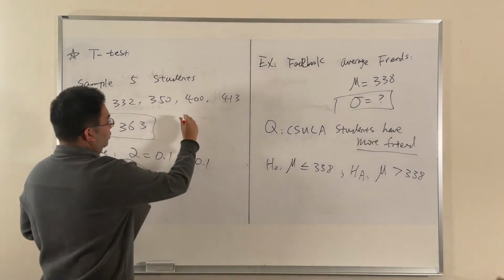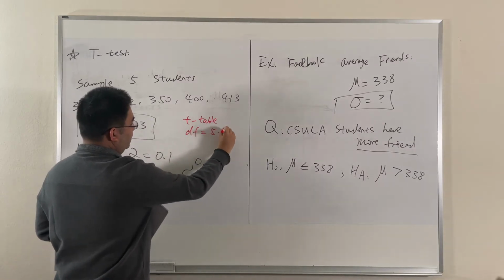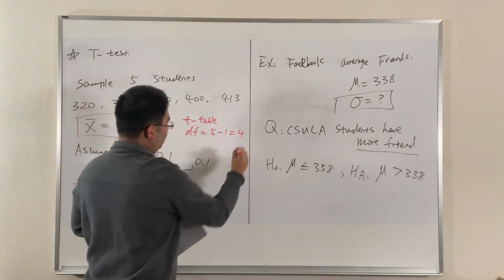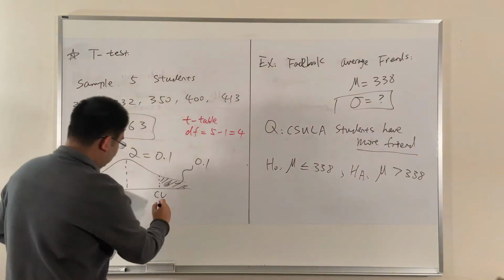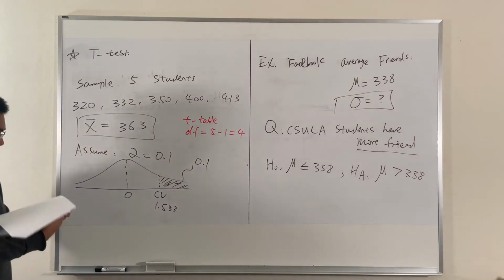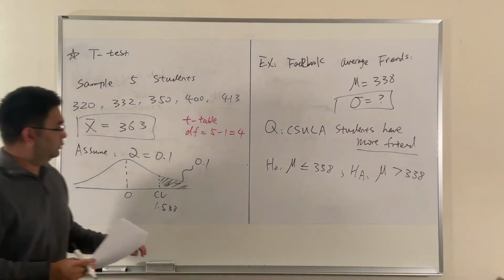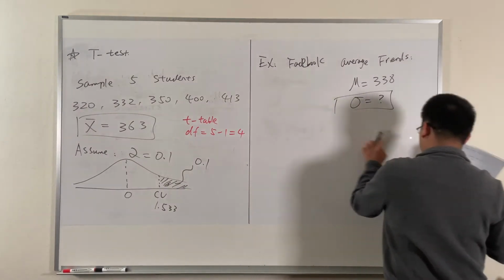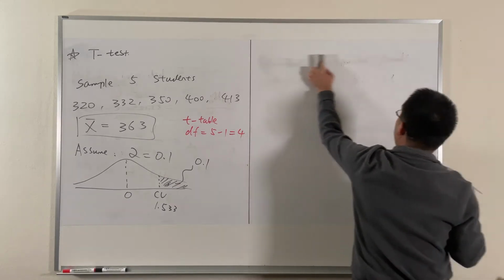In this case, we want to use our t-table with degree of freedom 5 minus 1, right? So we have 5 sample points minus 1, this equals 4. So degree of freedom is 4, and if we get that number from the t-table, this will give us 1.533. Okay, cool. So we have the critical value ready. We just need to calculate the test statistics. Okay.